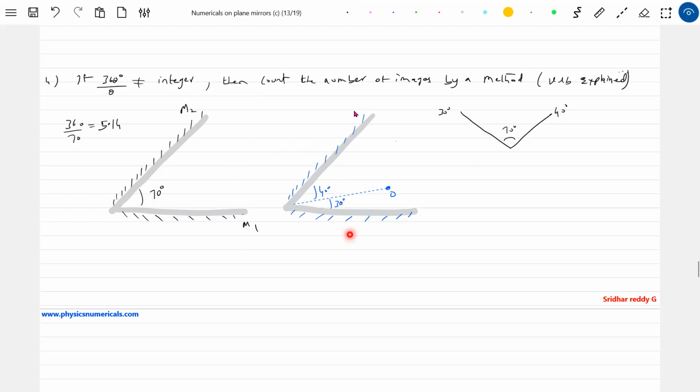Again, no need to go for drawing a circle, that we are trying to avoid. After this, what will we get? 30 plus 70 will be 100. Then 70 plus 40 is 110. Then again you keep it like this here. This angle is 70 degrees, so 70 plus this will be 180. 100 plus 70 will be 170 degrees. Now this cannot form an image.